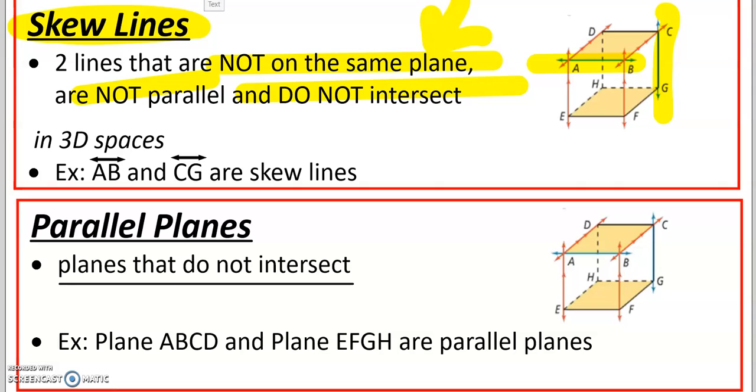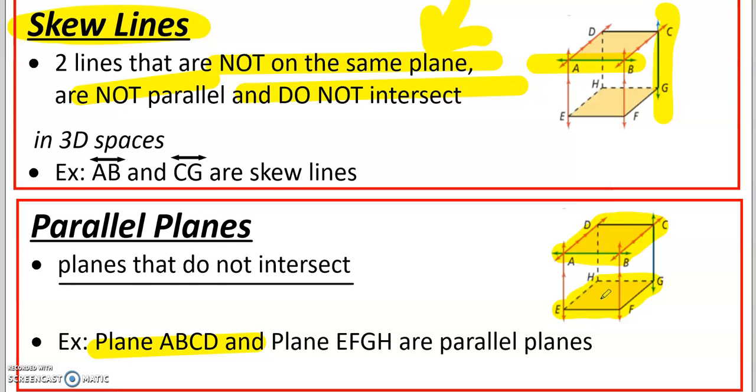Okay, they are planes that are in the same direction. So let's check out this example. Plane ABCD, which is this one right here, and plane EFGH are parallel planes. Guys, think about it being like the floor and the ceiling of a room, okay? They are never intersecting. The floor never intersects the ceiling, okay?